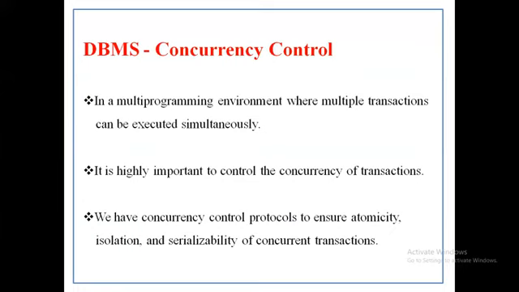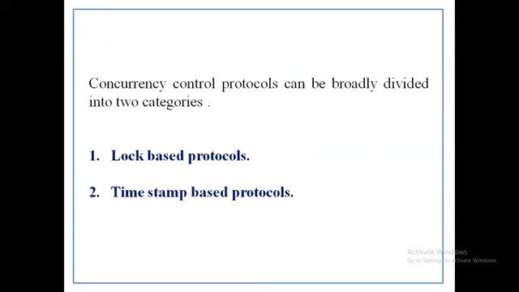Now, who is going to control these concurrent transactions on the same account holder? There are a few concurrency control protocols. These protocols ensure atomicity, isolation, and serializability of the concurrent transactions. Concurrency protocols can be broadly divided into two categories. The first is the log-based protocol. The second is the timestamp-based protocol.